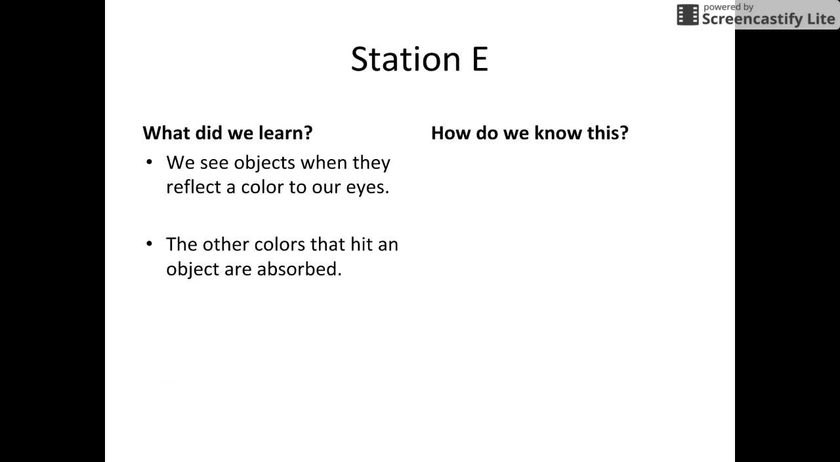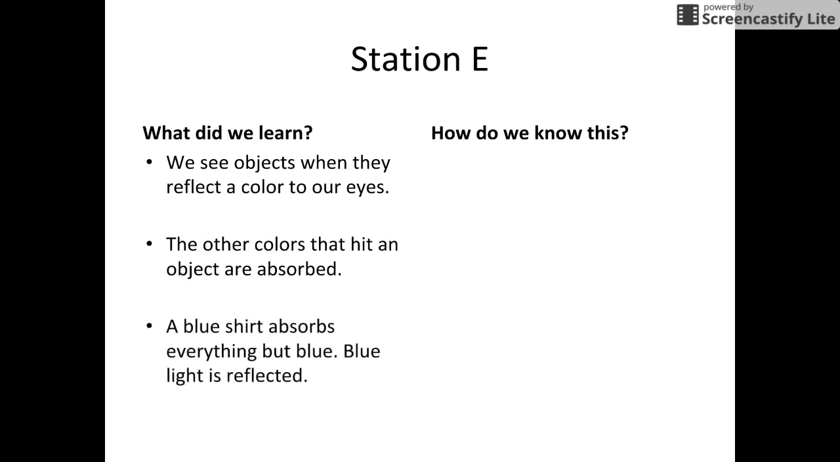And we set this activity up to match some of the things that we observe in our regular daily life. If you're wearing a blue shirt, it looks blue because blue light bounces off of it and travels to the eyes of the observer. Any other color that hits the shirt gets absorbed. You don't see those absorbed colors, because they never make it to your eyes. You only see the colors that have bounced off of the material.